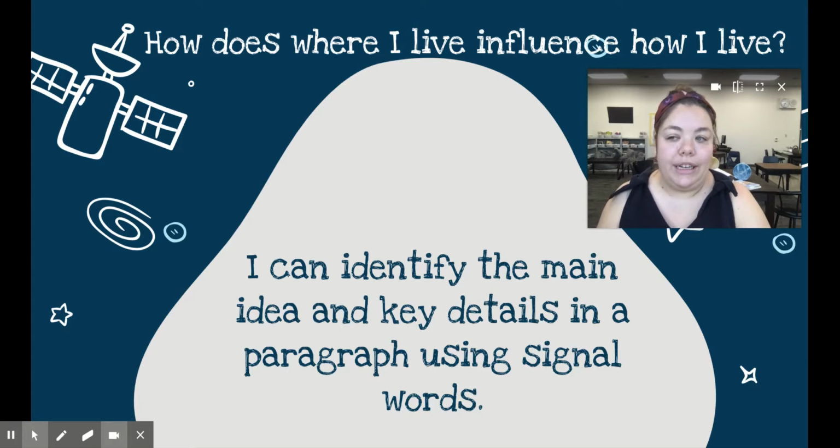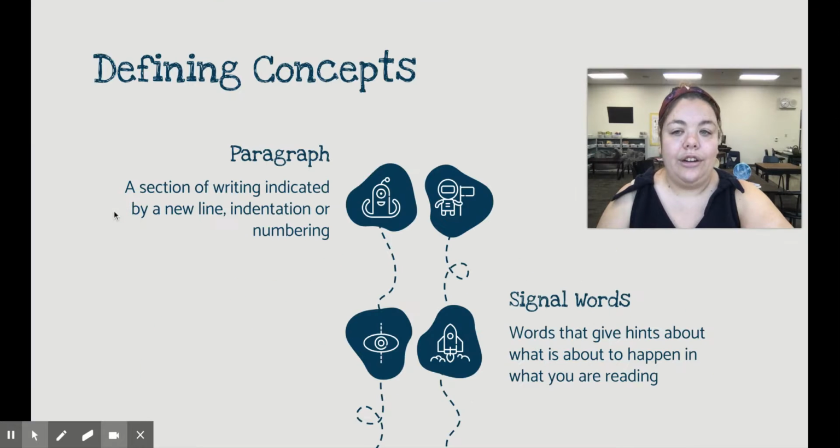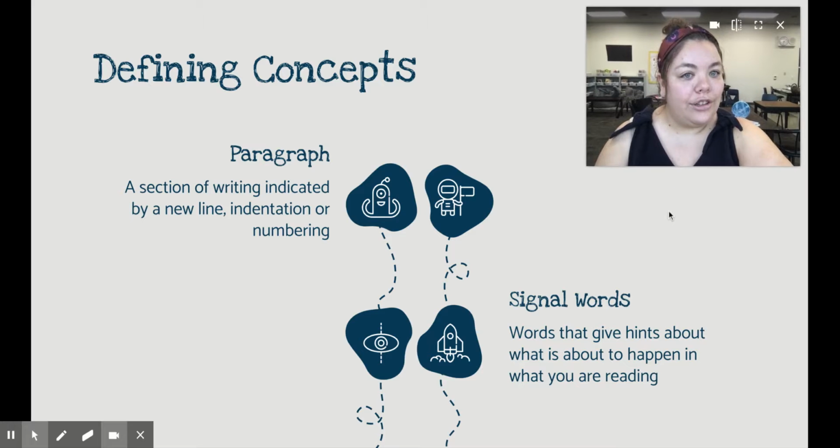So the first time we did this, we worked on just using the pictures to show the main idea, using them as the key details. Then we used words to show the main idea. Now we're going to look at a paragraph and we're going to look for some signal words to help us find what those key details are. You are probably wondering what signal words are.